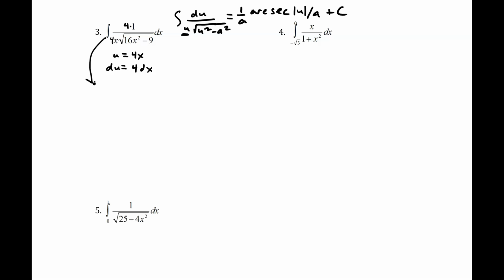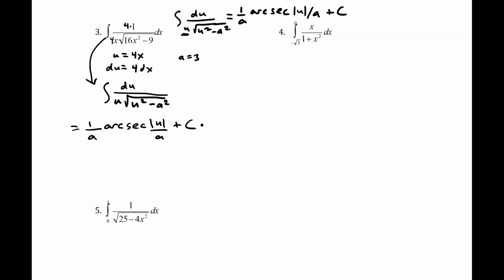So now this becomes the integral of, you can see we're going to have 4 dx up top, so that's du. And now we do have our u times the square root of u squared minus 3 squared. And so if my a squared is 9, then a would be 3. And so we have u squared minus a squared. And so by definition, this is going to be equal to 1 over a arcsecant of the absolute value of u over a, and then plus c.